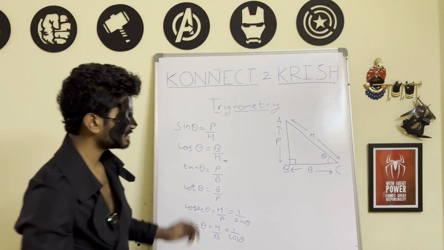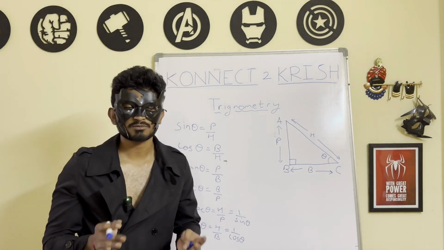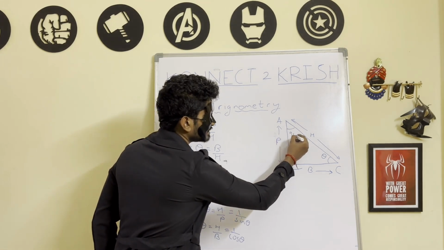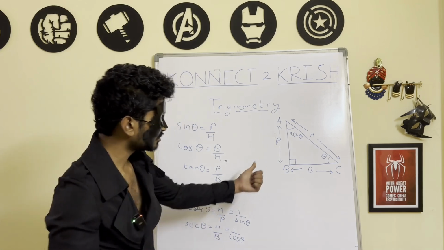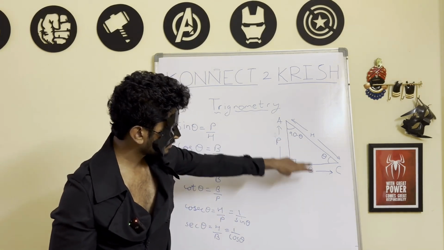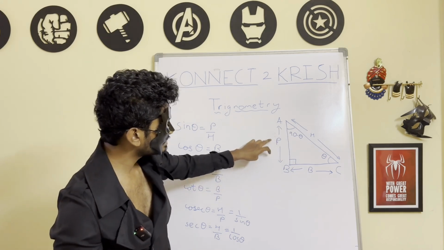Next part is that this angle is 90, this is theta, and we all know that the sum of all the angles in a triangle is 180. So this angle will be nothing but 90 minus theta. For this angle 90 minus theta, this side will act as a perpendicular because it is opposite to this angle, and this will act as base.